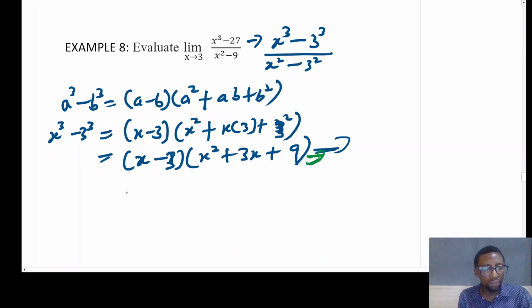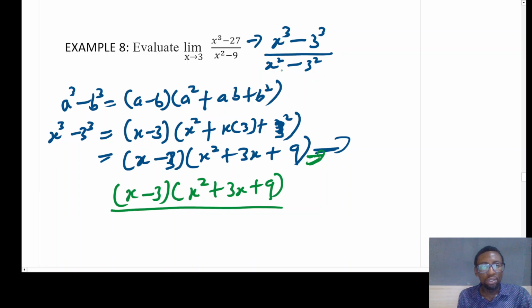So I will have (x minus 3)(x squared plus 3x plus 9) divided by all of this, x squared minus 3 squared. This is a difference of two squares, so this will give us (x plus 3)(x minus 3). We have explained that before.